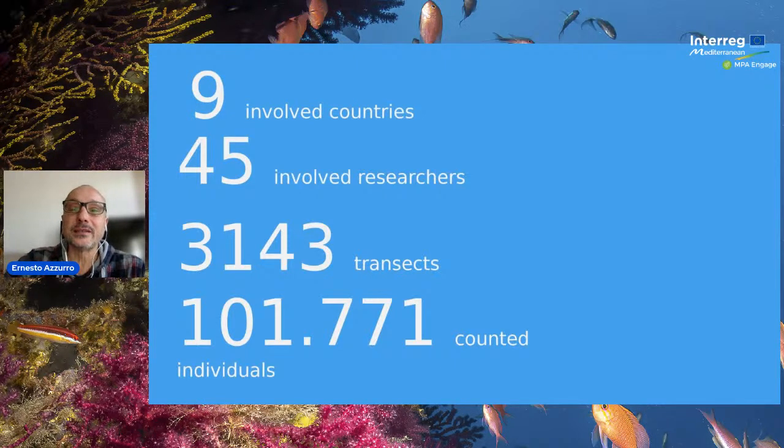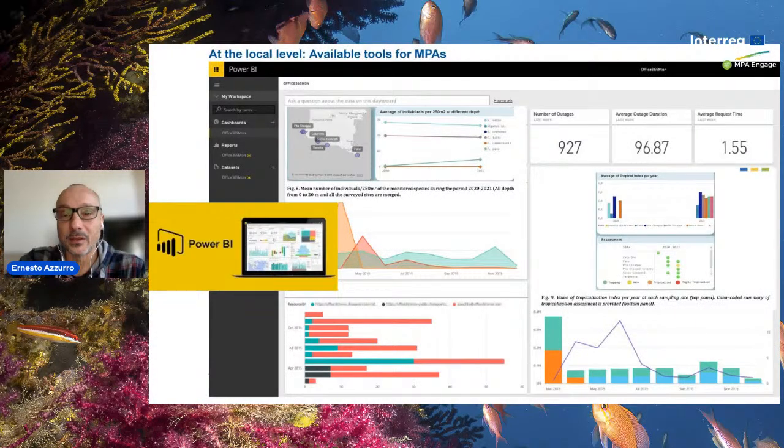We have different levels in which this data set can be useful. The first level is the level of single MPA, and of course the local level. So MPA can be interested in building time series and to track how the coastal diversity is changing through time. And the MPA project has developed specific tool on Power BI to help the process of data elaborations. And for example, those are some outputs from the Portofino MPA.